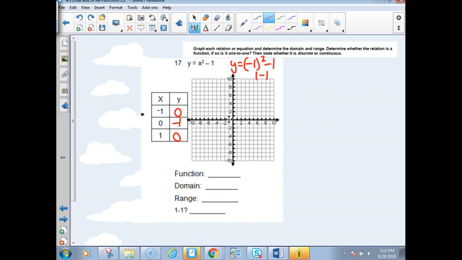So I'll go ahead and plot those: (-1, 0), (0, -1), and (1, 0). And then I'm going to suggest that we put in -2 and 2. Because I feel like I want you to see more of a graph and realize that whatever's put in this t-chart does not have to be your limit. If I put -2 in, -2 quantity squared minus 1 would give me 4 minus 1, which is 3. And if I put in +2, I'm also going to get 3.